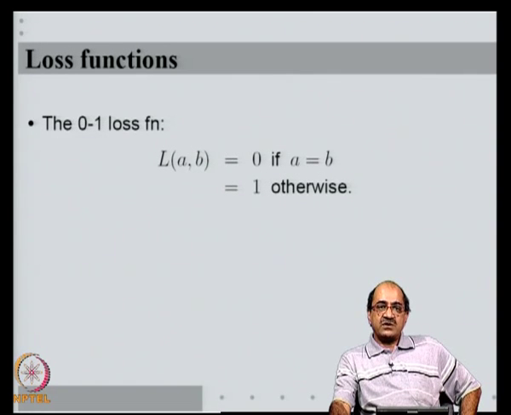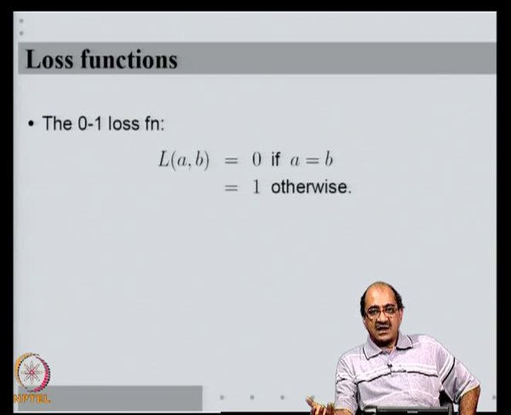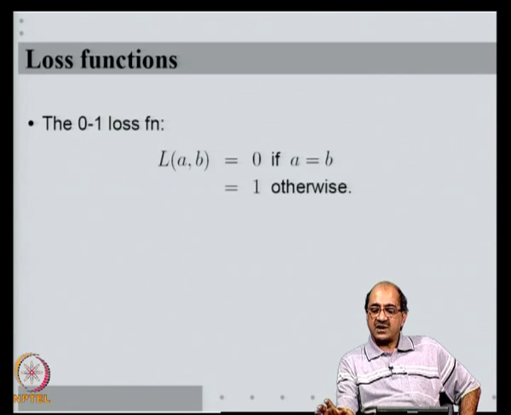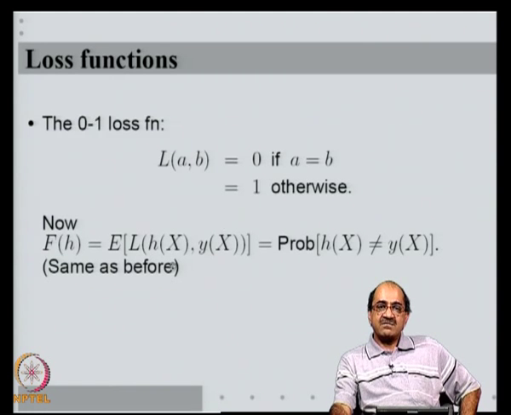So, let us take some examples. There is something called the 0-1 loss function, defined by L(a, b) is 0 if a equals b, and 1 otherwise. That is, L has two arguments, one is what the classifier says, the other is what the true class is. If those are the same, there is no cost, otherwise the cost is 1, irrespective of which error is made. So, what will be the expectation of L? L is a 0-1 random variable, so its expectation is the same as the probability that it takes value 1, thus the probability that h(x) is not equal to y(x), which is the same as the probability of error we defined earlier.